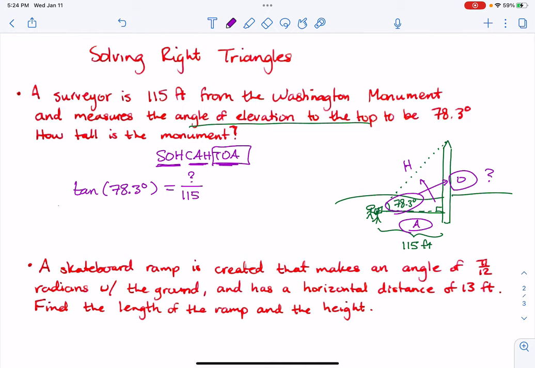To solve for the mystery distance, even before you put this into the calculator, you can multiply both sides by 115 feet. So we have 115 times tangent of 78.3 degrees equals our mystery height. And now we can just calculate the left side to get the answer.